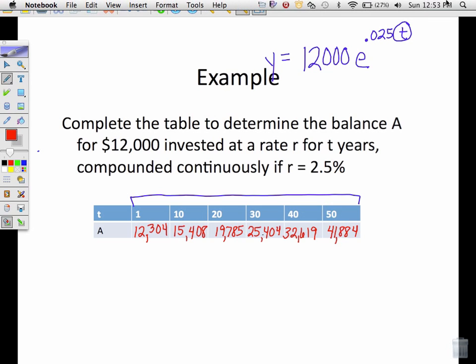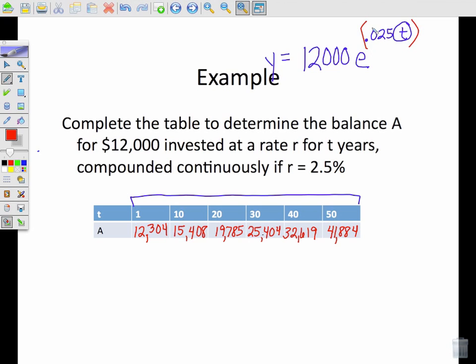Here's your end result. A lot of this you're going to be able to do in your calculator. I'm going to stress that when you do enter things, you need to make sure you include parentheses around your exponent. Otherwise, it's not going to do your order of operations correctly. This is the end of section 3.1, and here is your assignment.